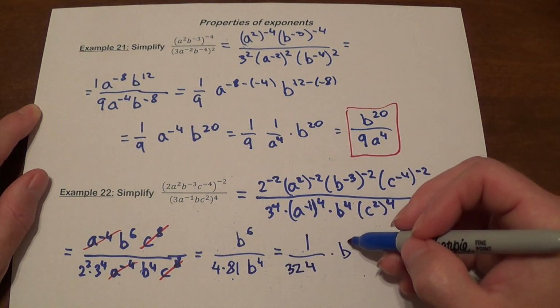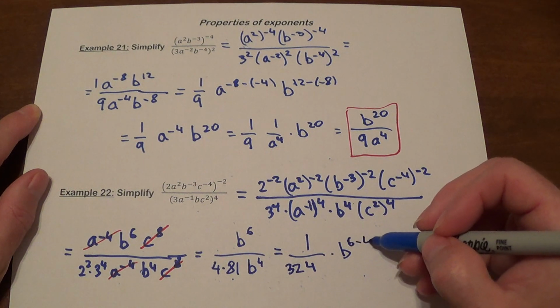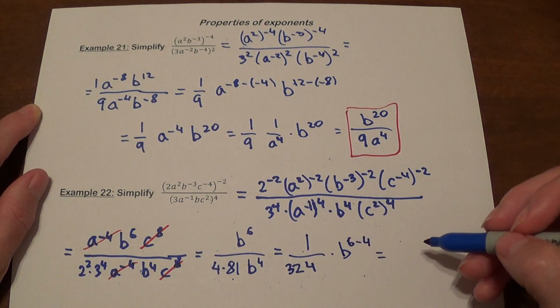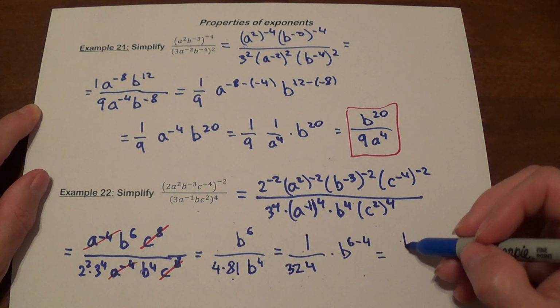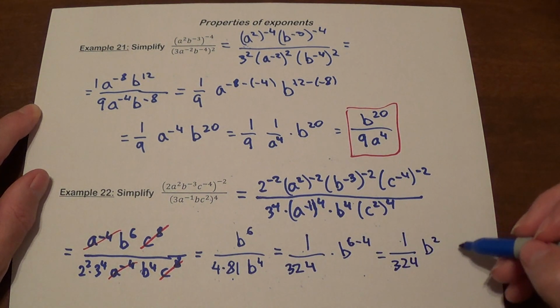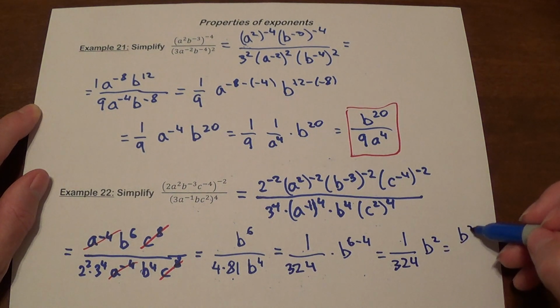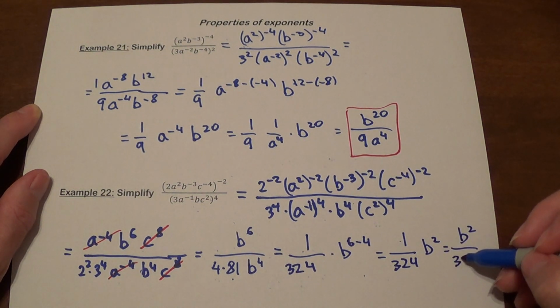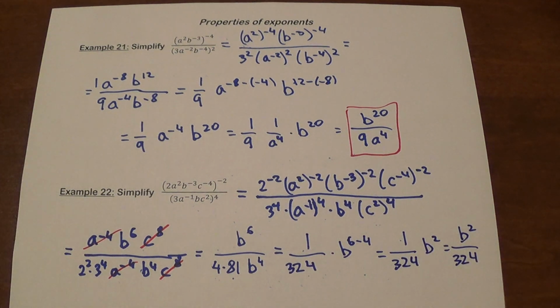And here we're going to have b to the sixth power minus 4. Subtract the exponents, which gives you 2. So it's 1 over 324 times b squared. B squared goes on top. Your final answer should be written as b to the second power over 324.